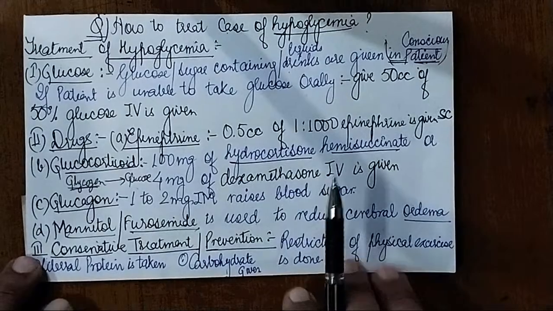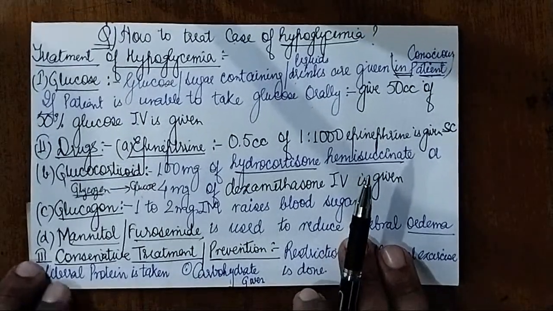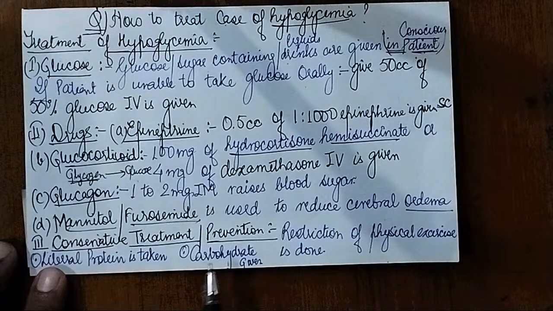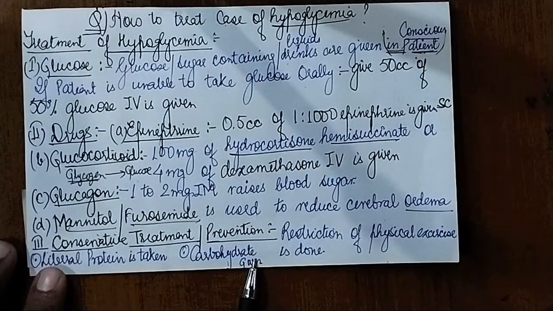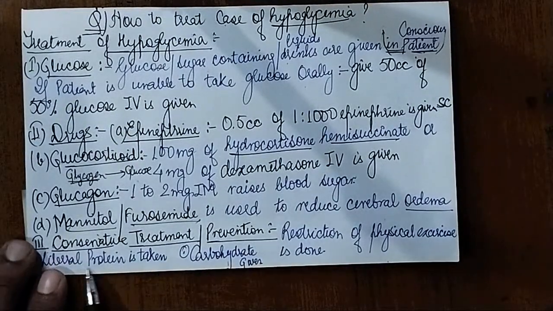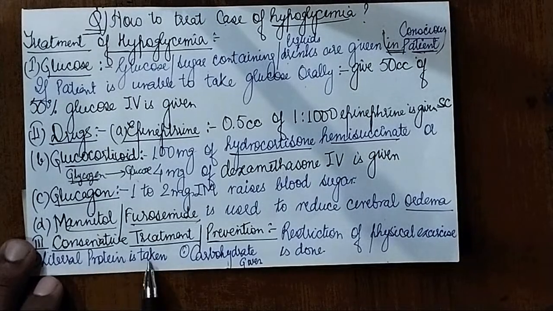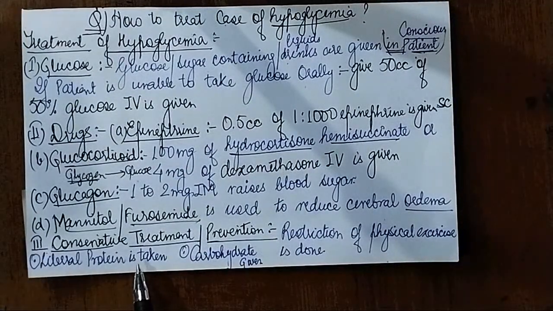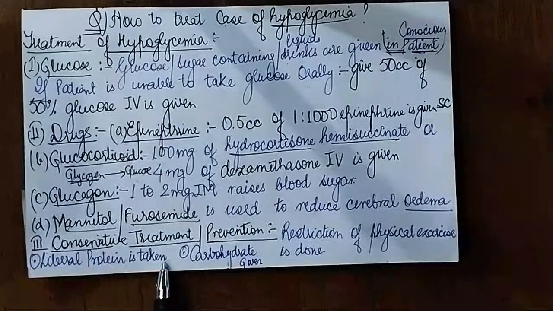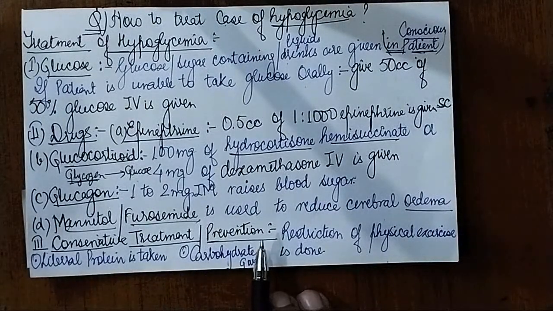In order to prevent such a situation of hypoglycemia, the patient should be given a carbohydrate diet, not more than 1500 grams, in the form of cereals, white bread or something similar. Apart from this, liberal protein is given to the patient so that these proteins can also be converted to carbohydrates or glucose through the process of gluconeogenesis, which is the conversion of glucose from non-carbohydrate precursors. So liberal protein intake is given for the conservative treatment and management.